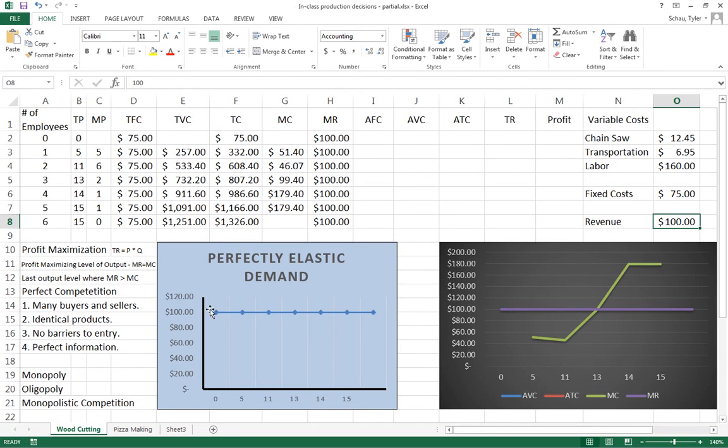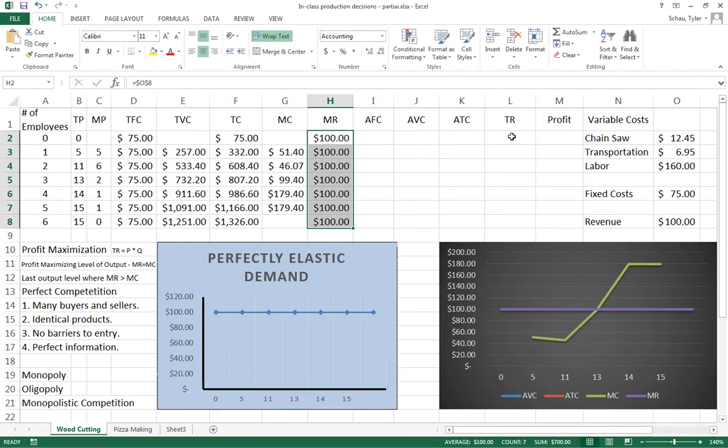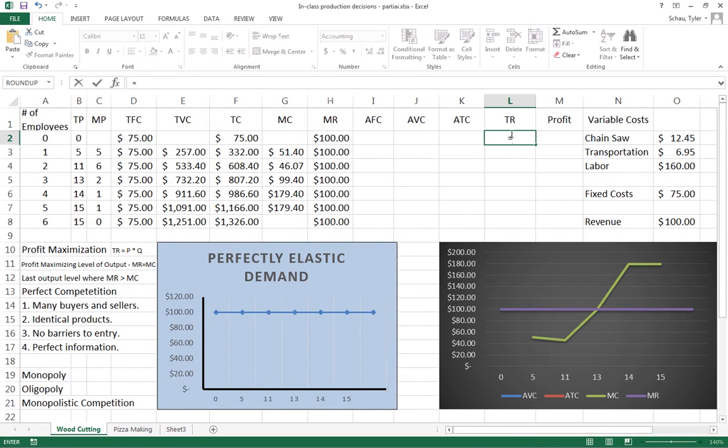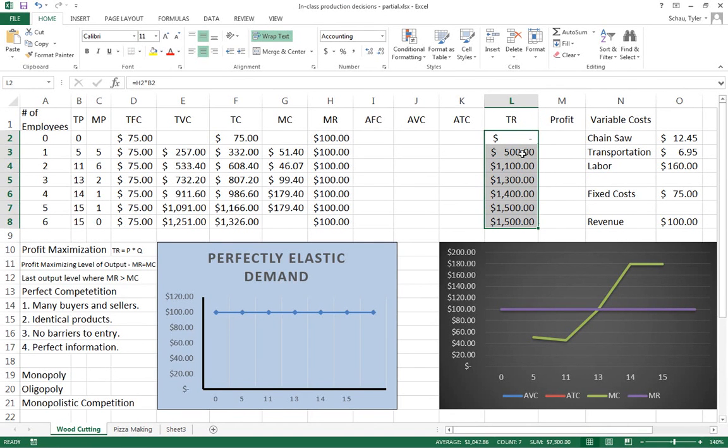In perfect competition, since we've got this perfectly elastic demand curve down here, the marginal revenue is going to be the price, the market determined price of the product. And so that's why marginal revenue is $100 at each point here. Take the total revenue. Since marginal revenue is price, we can just take that marginal revenue number times production quantity, total production. Obviously, when we don't produce anything, there's no total revenue. I can auto fill down. I've got to make that a little bit bigger, and you can see what the total revenue is. And again, that's just taking the price, $100, times total production.